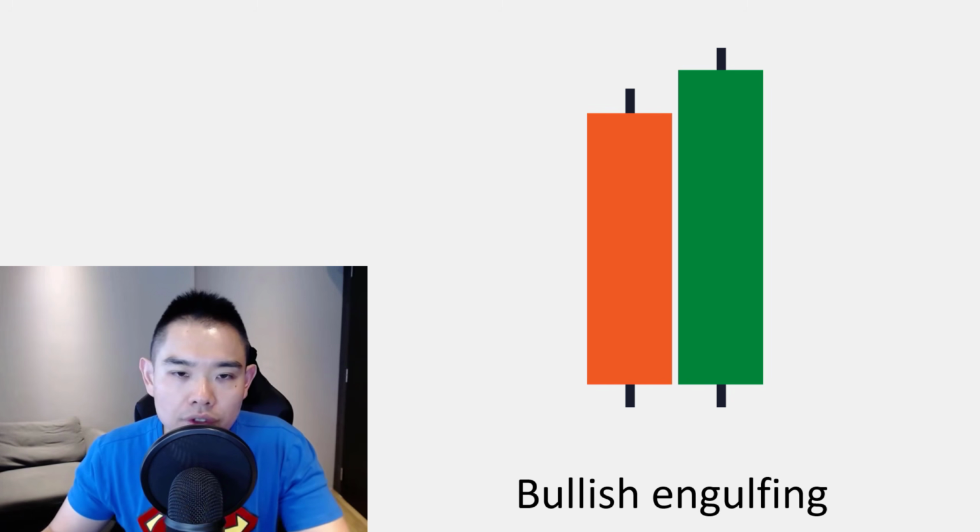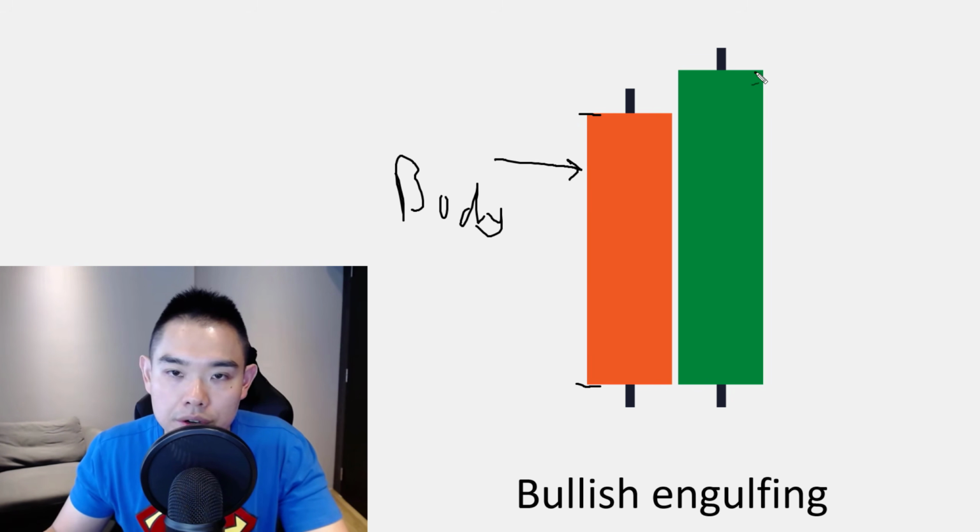And by the way, if I have not talked about this thing over here, this is what we actually call a body. So from this over here to this, basically the colored portion of the candle, this is what we call the body. Okay, so from here to here, we call this the body.